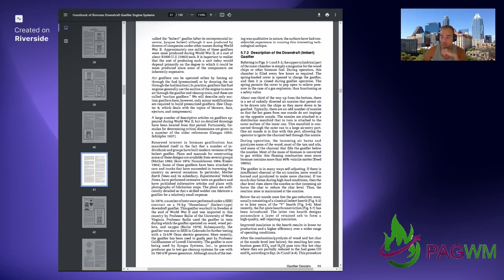One air nozzle is in line with this port, allowing the operator to ignite the charcoal bed through this nozzle.